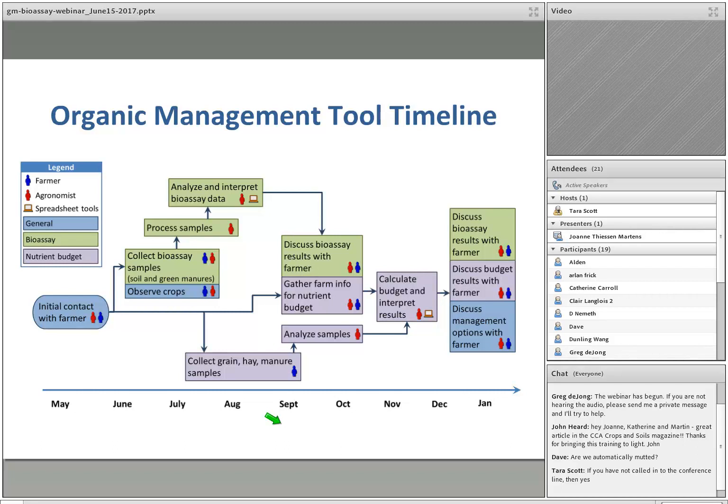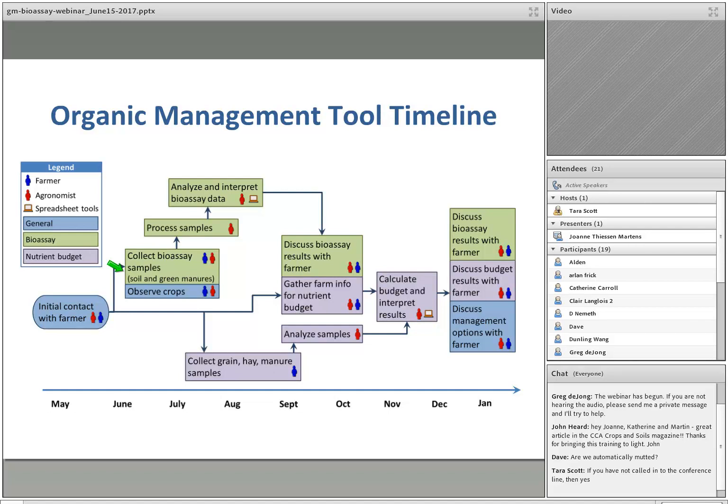In more practical terms, the tools that we've developed can be sort of spread out over a timeline like this over one season, where you can see the steps of each tool and how they relate to other general interactions with the farmer. So in spring, we start with an initial contact with the farmer, as well as some observations of crops and that kind of thing, and then get right on to collecting into the green manure bioassay tool.